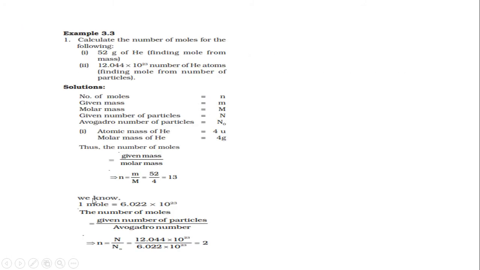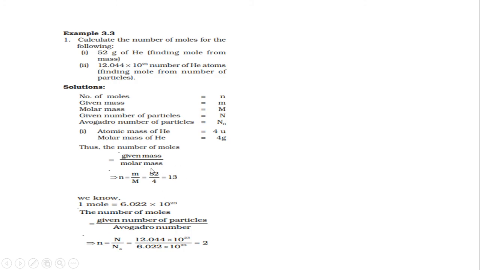We will work out one numerical, example 3.3. Calculate the number of moles for the following. 52 grams of helium is given. Already I told you the formula for finding the number of moles: given mass by molar mass. The given mass is 52. The molar mass of helium is 4 grams. So 52 by 4.